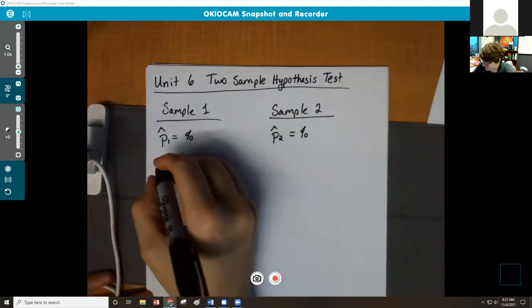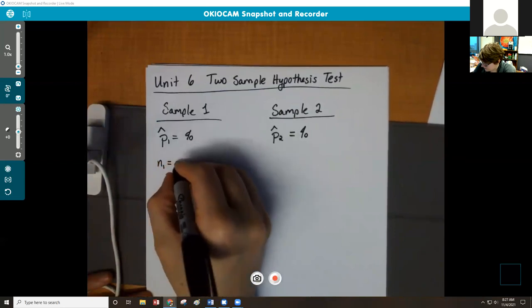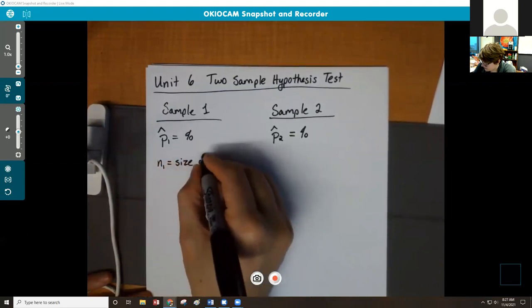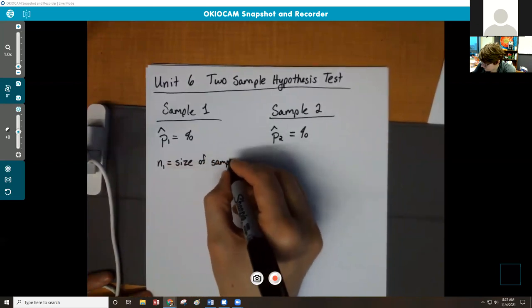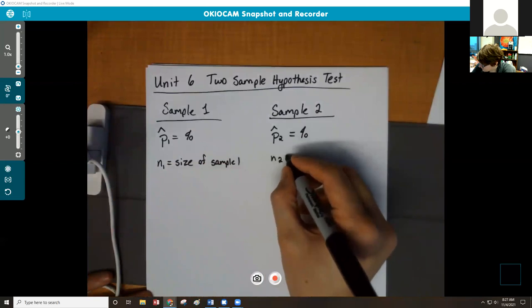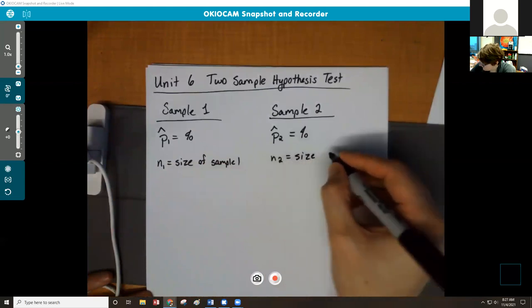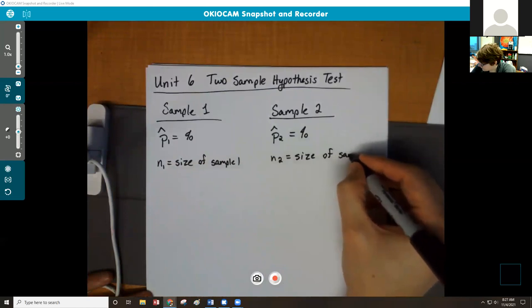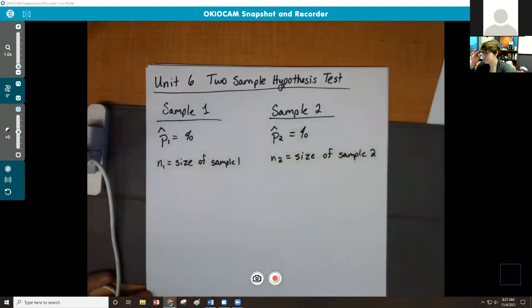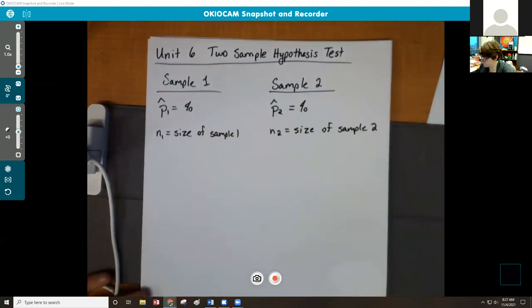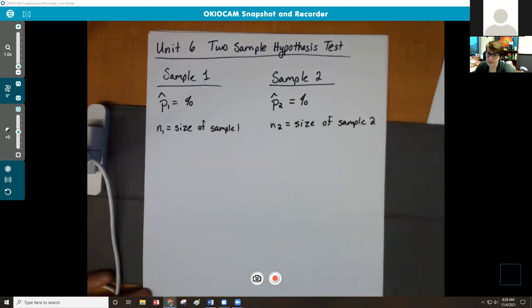Next, our samples can be different sizes. So n sub 1 is going to be the size of sample one, and n sub 2 is going to be the size of sample two. Now, we're doing two-sample hypothesis tests. What we're really only interested in is setting up the null hypothesis and the alternative hypothesis properly. After that, we're going to let technology do the work for us. And then we need to state our conclusion.